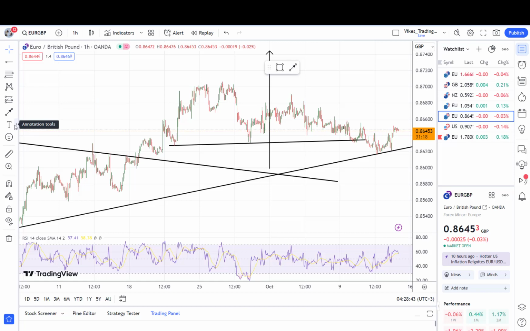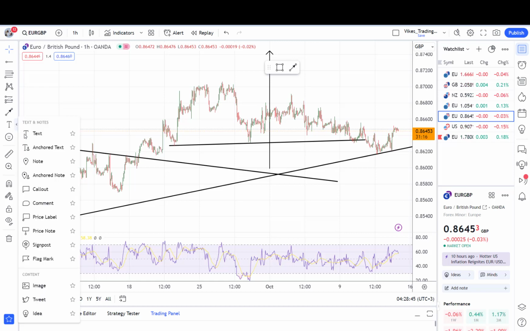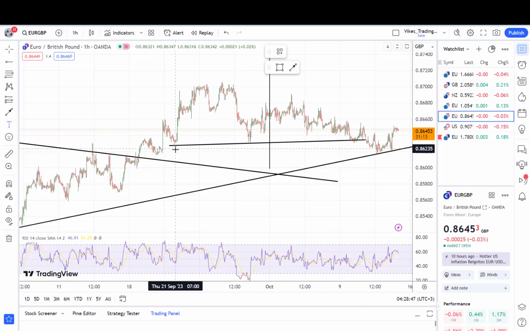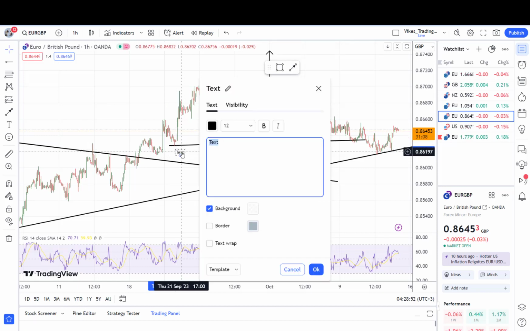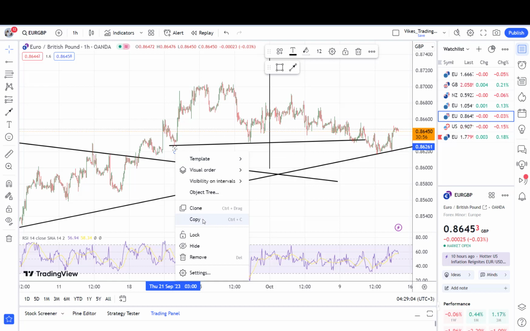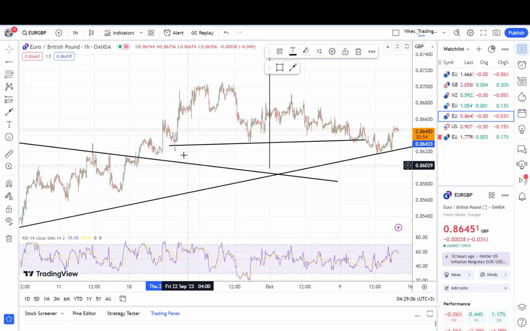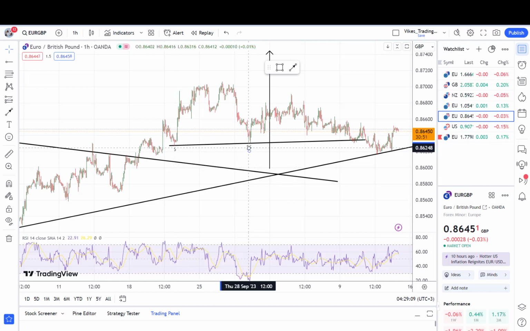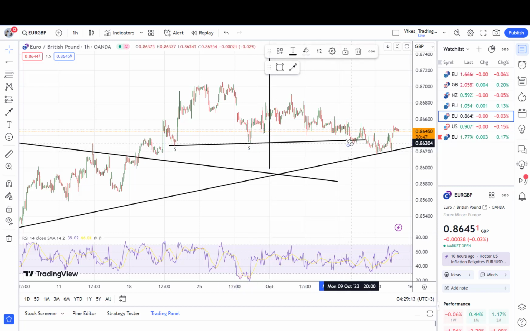Give me a minute. Meaning that here there are stop losses, here there are stop losses, here there are stop losses. So meaning here there's a lot of liquidity.